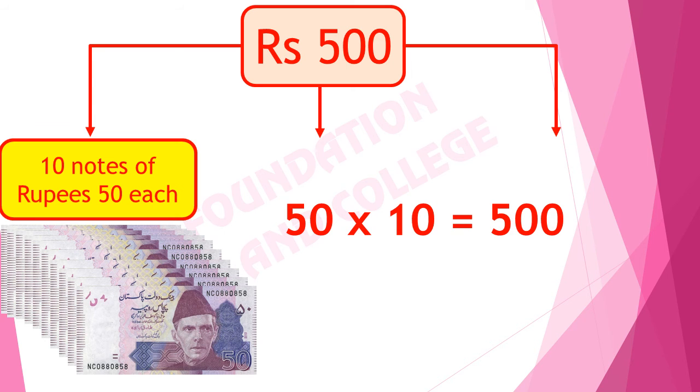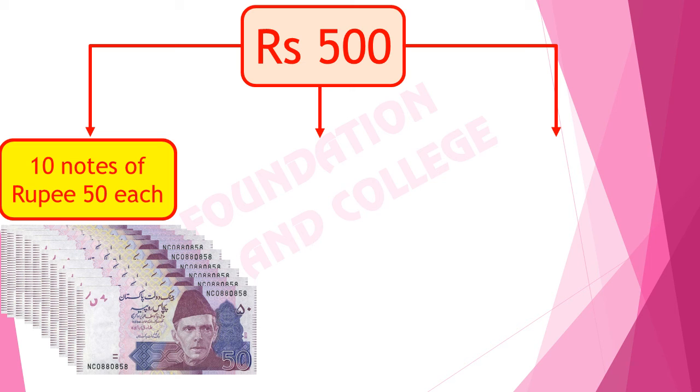Now multiply 50 with 10. 50 into 10 we get 500. It means if we have 10 notes of rupees 50 each, we get 500 rupees.